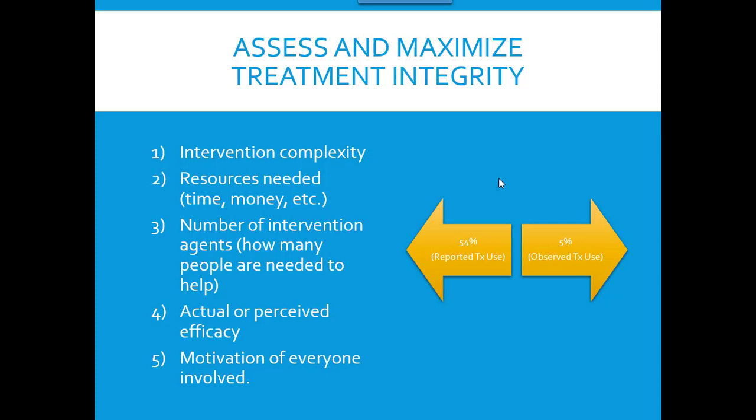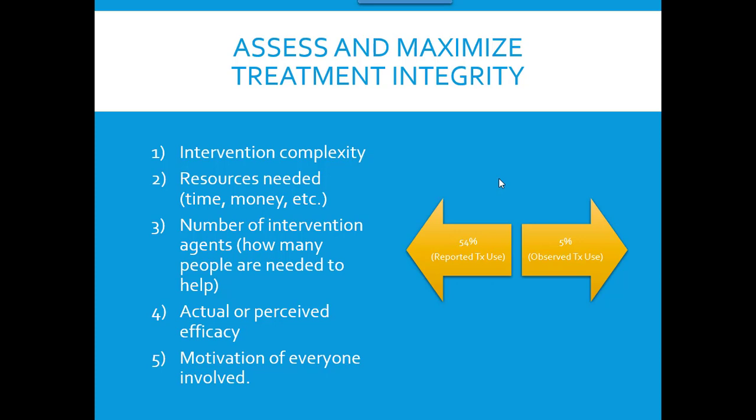So you want to assess and maximize the treatment integrity. Treatment integrity is, are they actually going to do what they say they're going to do? However, the more complex the intervention is, the less likely they are to do it correctly. They may want to do it correctly, but it just might be too difficult, have too many moving parts, etc. The more resources it needs in terms of time and money, the less that they may do it with integrity. They're going to start, oh, well, we can substitute this for that, or make this other thing.